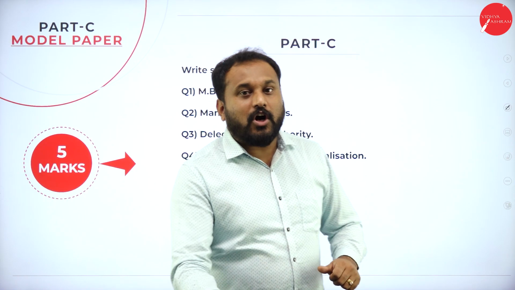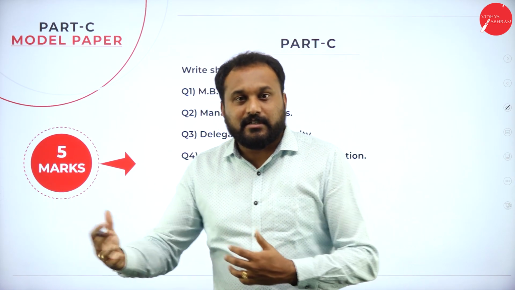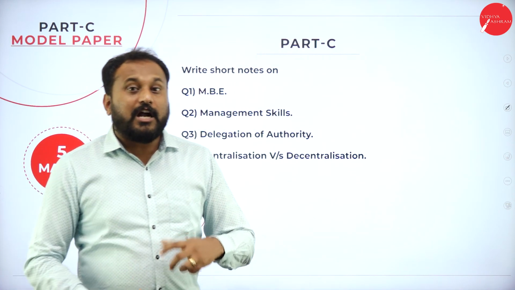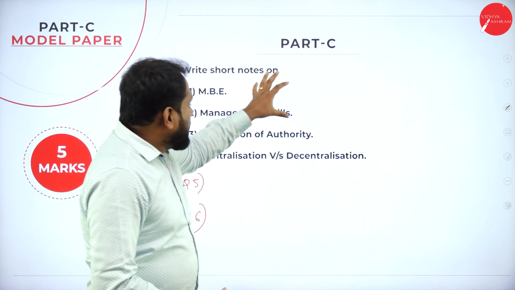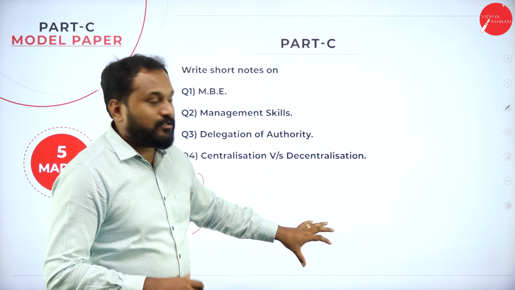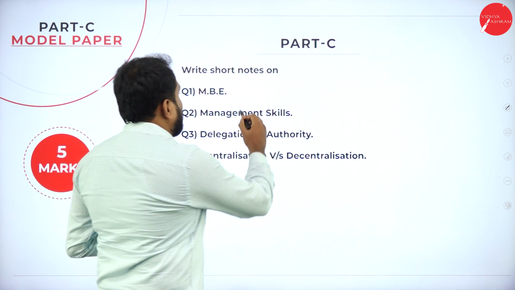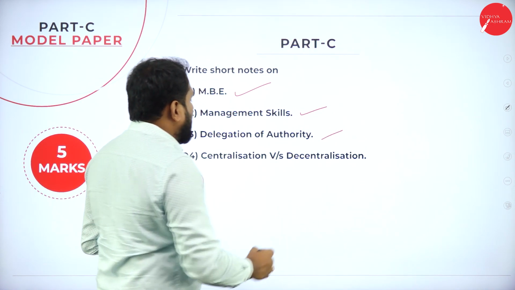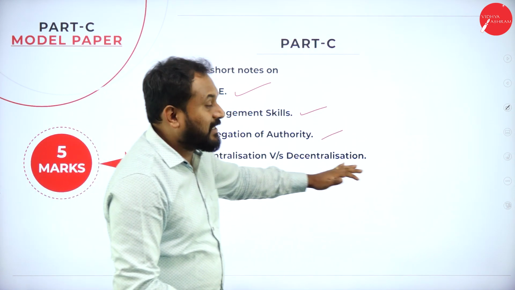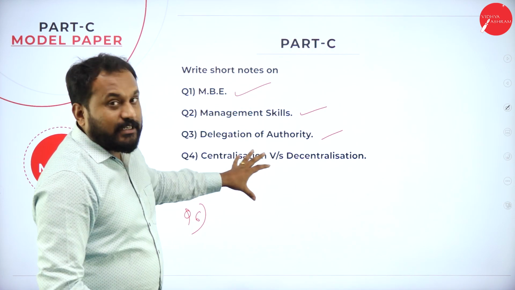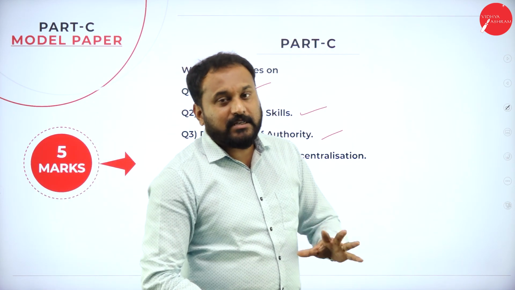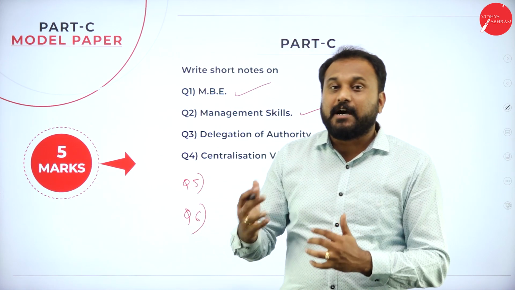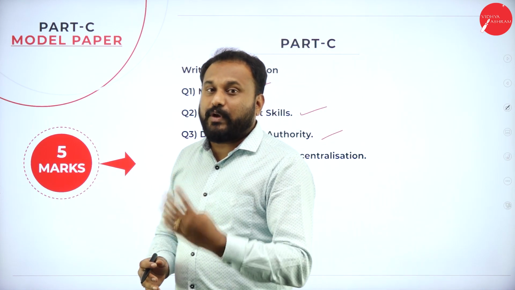Say, write a note on delegation. Write a note on decentralization. Now these are the questions which we cannot predict, but I'm telling you how you are supposed to write if you get them. Say, MBE or management skills or delegation of authority or centralization versus decentralization. The minute they go with it, it is only for 5 marks. How many marks? 5 marks. But don't think it is only 5 marks, it is 20 marks because you are supposed to write 4 questions.